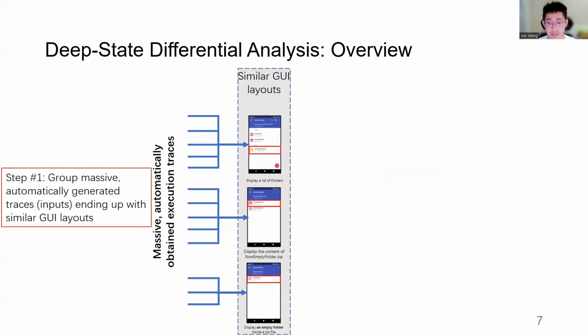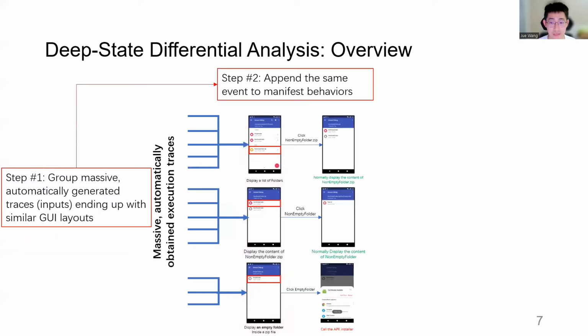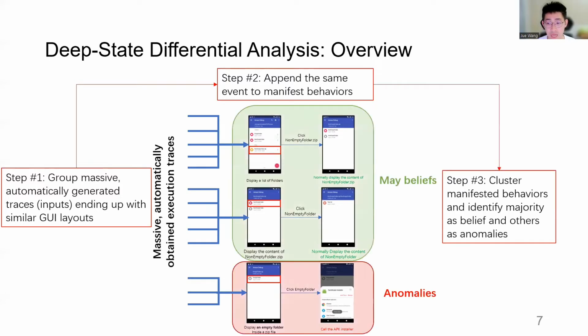Given the app under test and its massive automatically generated traces of test inputs, our approach first groups these traces of test inputs so that each group ends up with similar GUI layouts. Next, our approach appends the same event to these inputs to manifest diverse app behaviors. Finally, our approach clusters these manifested behaviors and accordingly identifies majorities as beliefs, while the others as anomalies.